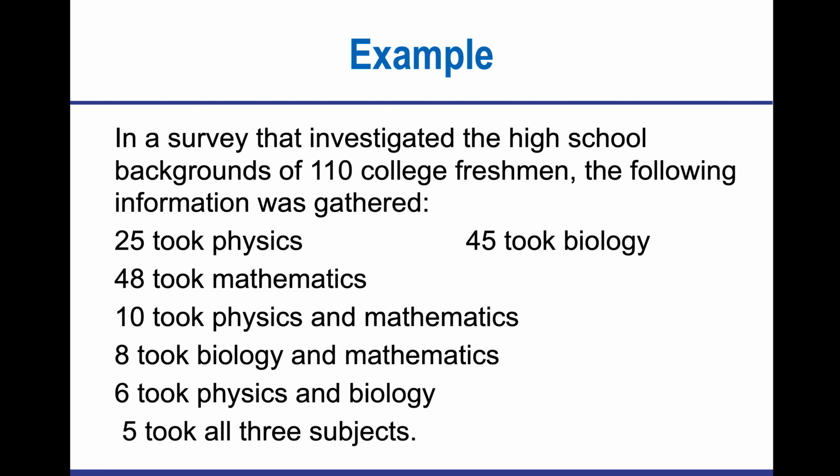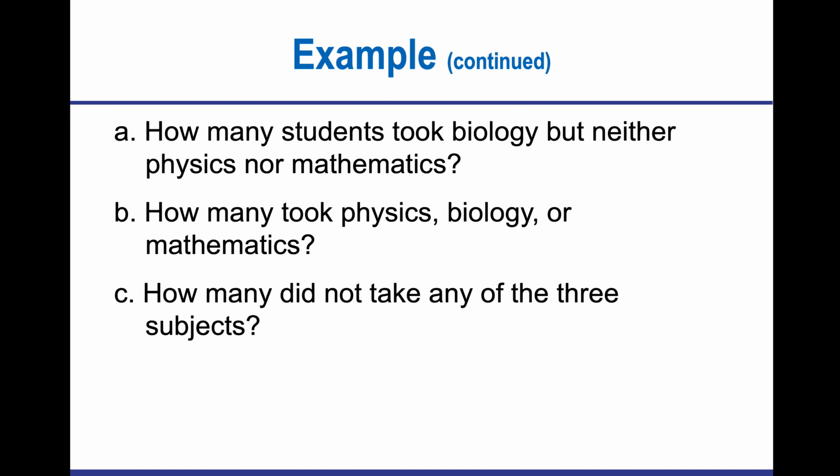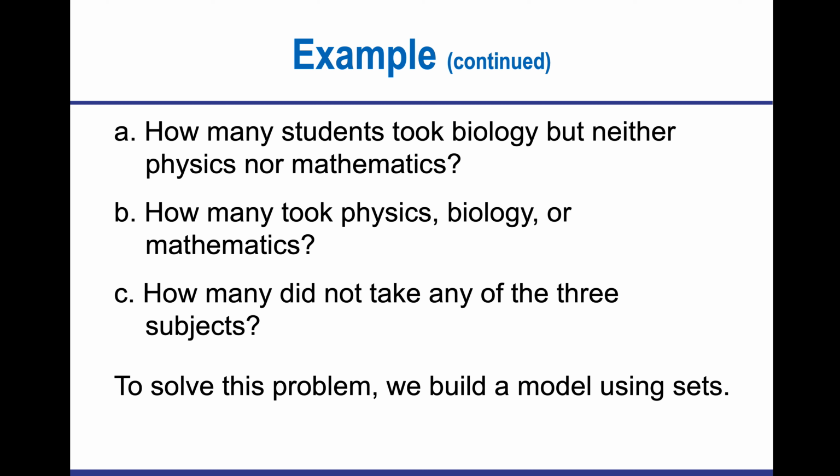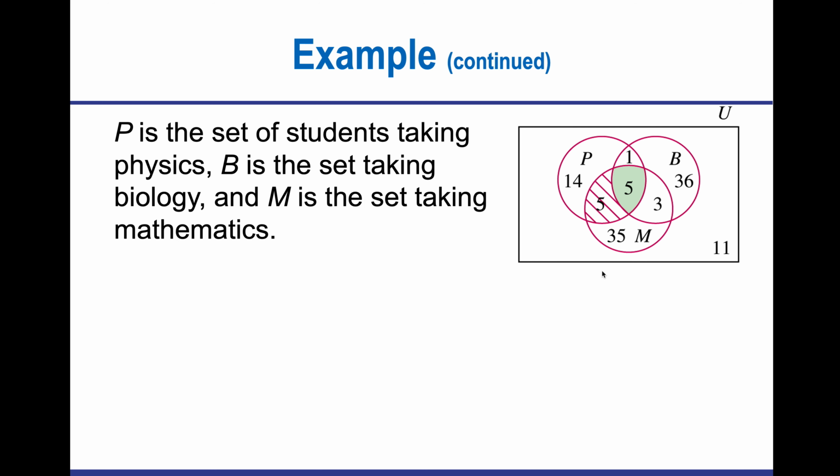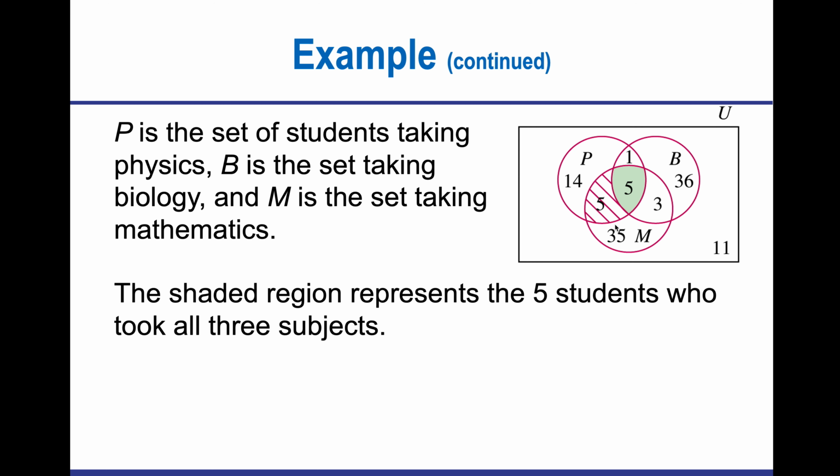So if I'm looking at a survey that investigates the high school backgrounds of 110 freshmen, I have the following breakdown. If I want to answer these questions based on that breakdown, using a model is going to be the easiest way. So I'm using my model to have 14 here in physics. I have 36 taking biology by itself, and I have 35 taking math by themselves. Now these 5 people here are taking physics, biology, and math because it's intersecting both. These 3 here are taking biology and math, and these 5 are taking physics and math. So there's some overlap here.